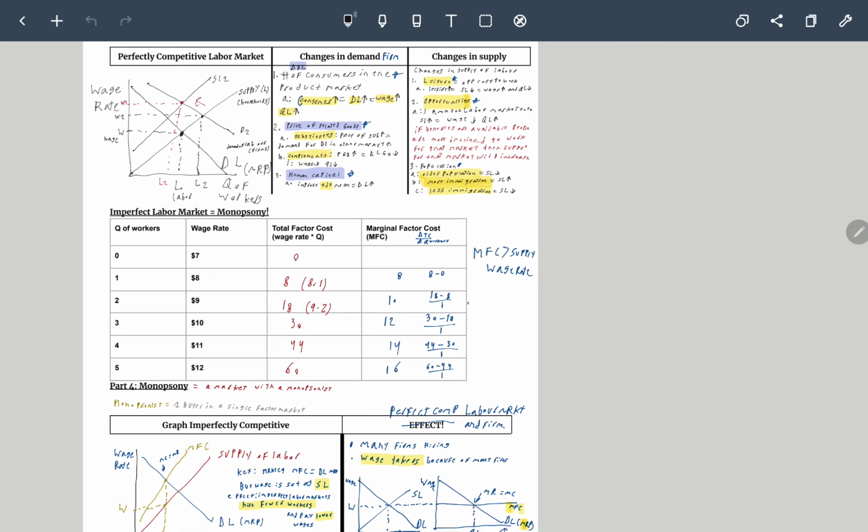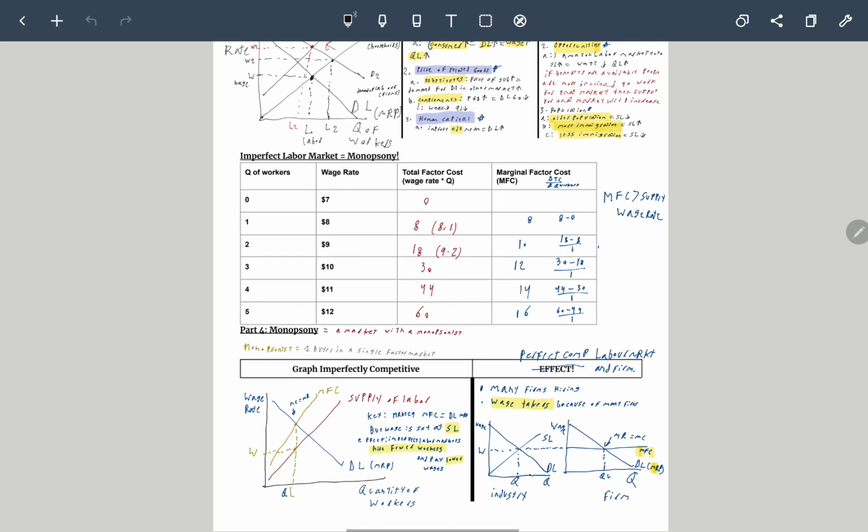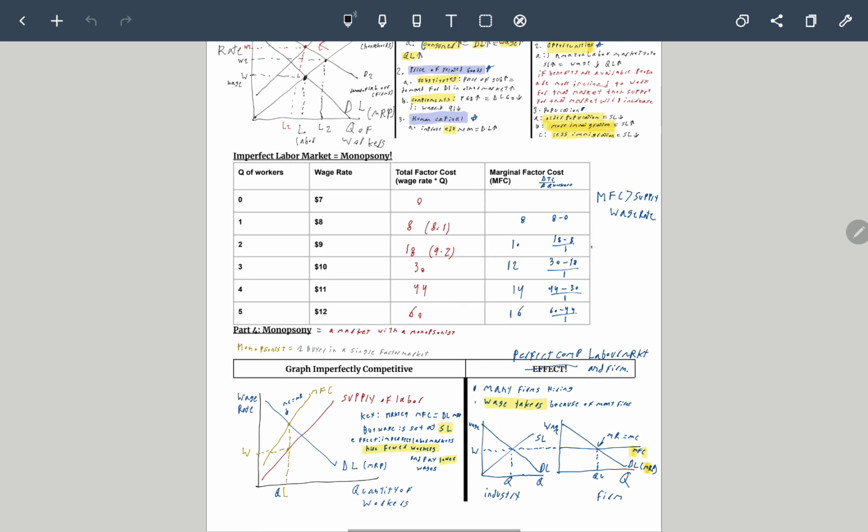Now, if we want to calculate the marginal factor cost, the MFC, that would be our change in total cost over change in quantity. So it would be 8 minus 0, which is 8, over 1, which is 8. And this would be 18 minus 8 over 1. So it would just be the same pattern going down, change in total cost over change in quantity. That's how you find marginal factor cost and total factor cost.